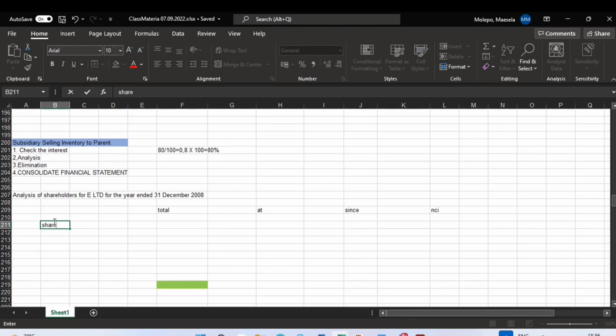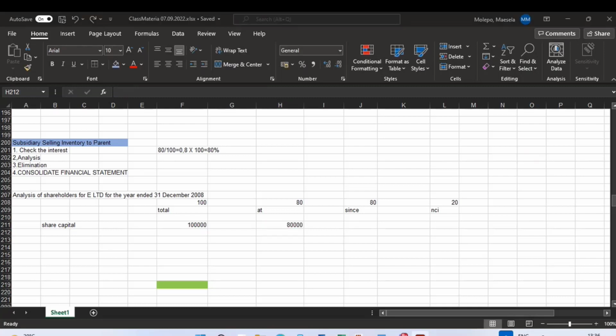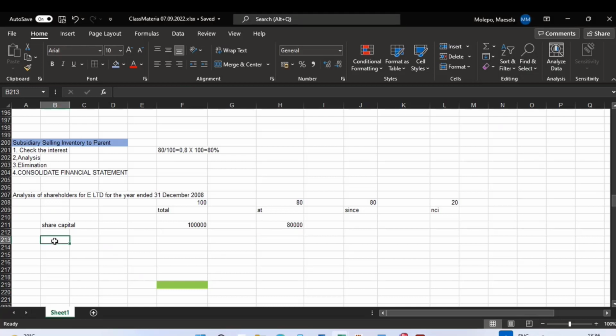The share capital of the subsidiary is how much? On the date of acquisition, there was nothing to do with the revaluation and the like. So the purchase consideration given, I will try to be faster as I explain, because here is the repetition of the same thing we know.